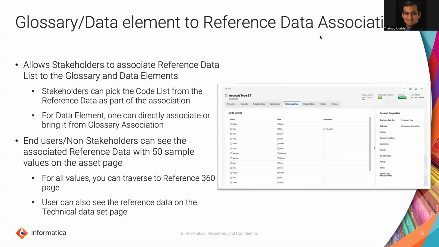Now, the idea is to show only the sample values within CDGC, right? So we will have the first 50 sample values for the code list to be seen, with a link to Reference 360 for the user to be able to go in and look at the complete list of values, right? But the idea is to give them an idea of what the possible values are with the first 50 values, and then the complete list with the URL in there.